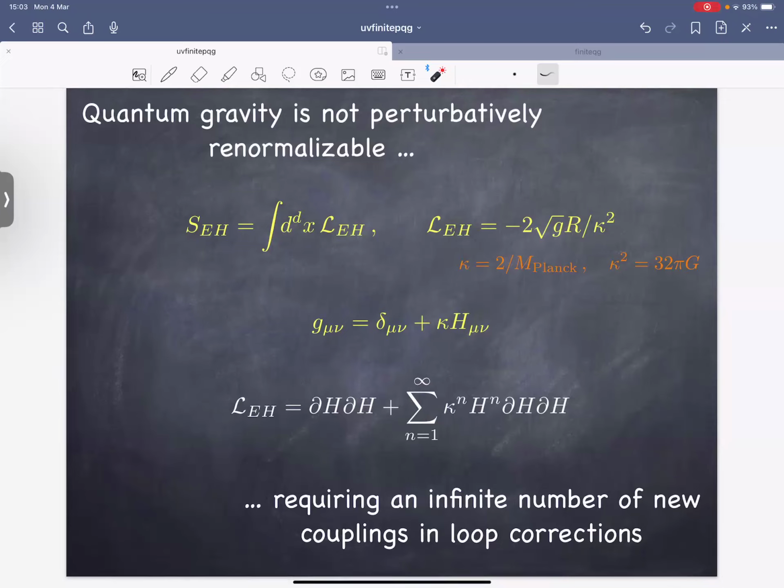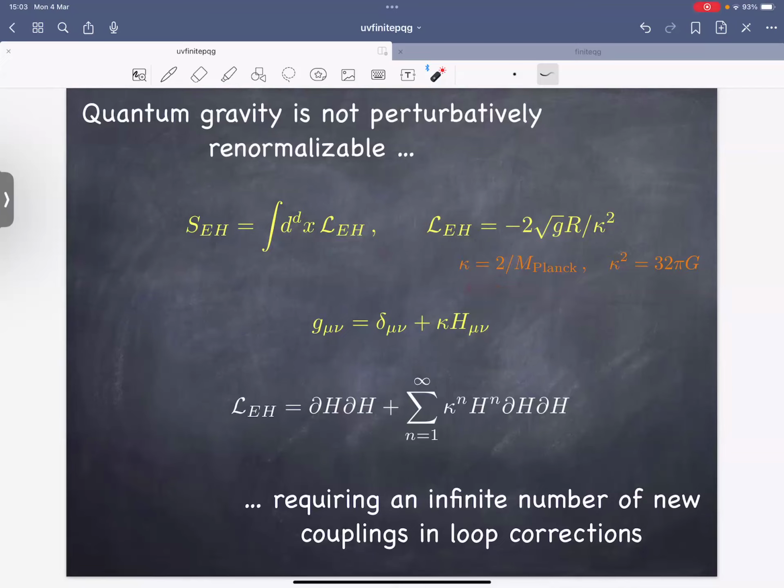Working in Euclidean signature so that we can properly analyze the divergences, the Einstein-Hilbert action takes this form. The natural coupling constant here is kappa, which is just 1 over the Planck mass. And that's your first clue, as again, everyone knows that this is a perturbatively non-renormalizable theory. You've got this negative dimension coupling.